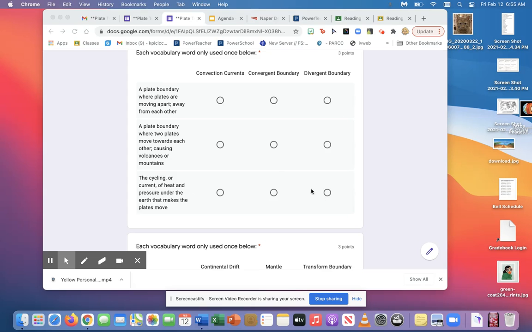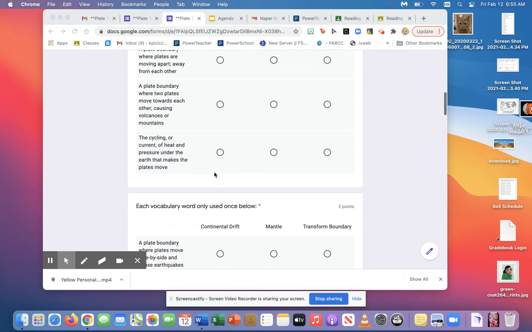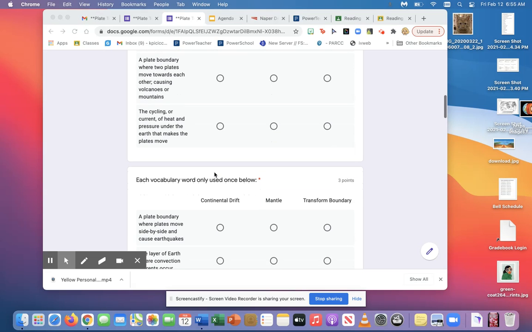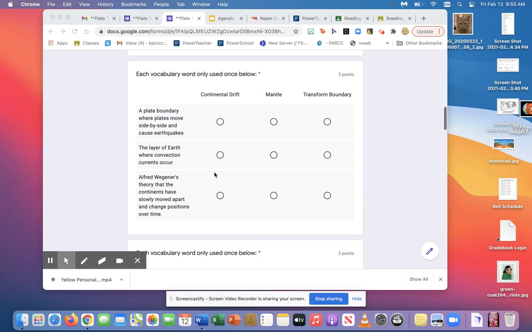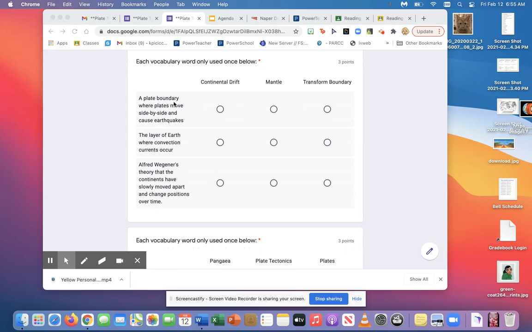So again, make sure you have a dot in each column. And stop the video if you need me to go over any of them again. Okay, let's go to our next set. Now we have three more words. Here's the first description. A plate boundary where plates move side by side and can cause earthquakes. So think about the boundary we did when we were rubbing our hands together, right? Is that continental drift, the mantle, or a transform boundary?